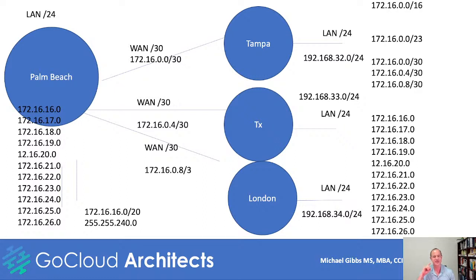Palm Beach only needs to send one route to Tampa, Texas, and London. Palm Beach is going to receive full routing information from Tampa, which is two routes, the WAN link and the LAN link. And guess what it's going to receive from Texas? The WAN link and the LAN link, and that's it. And guess what it's going to receive from London? The WAN link and the LAN link, and nothing more.